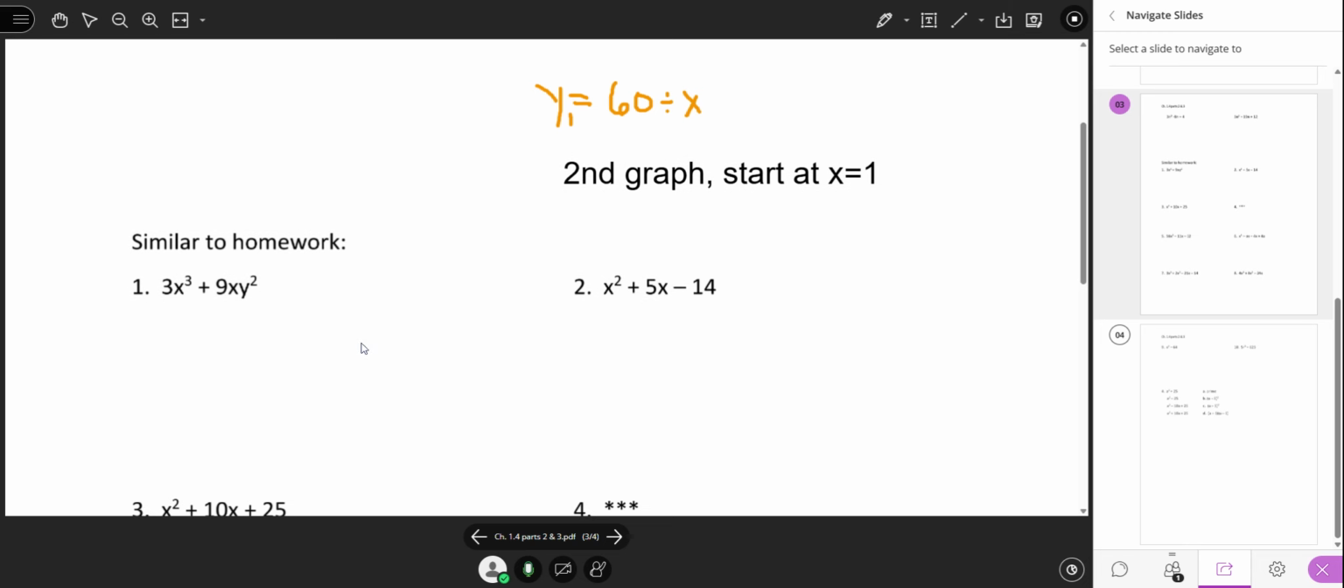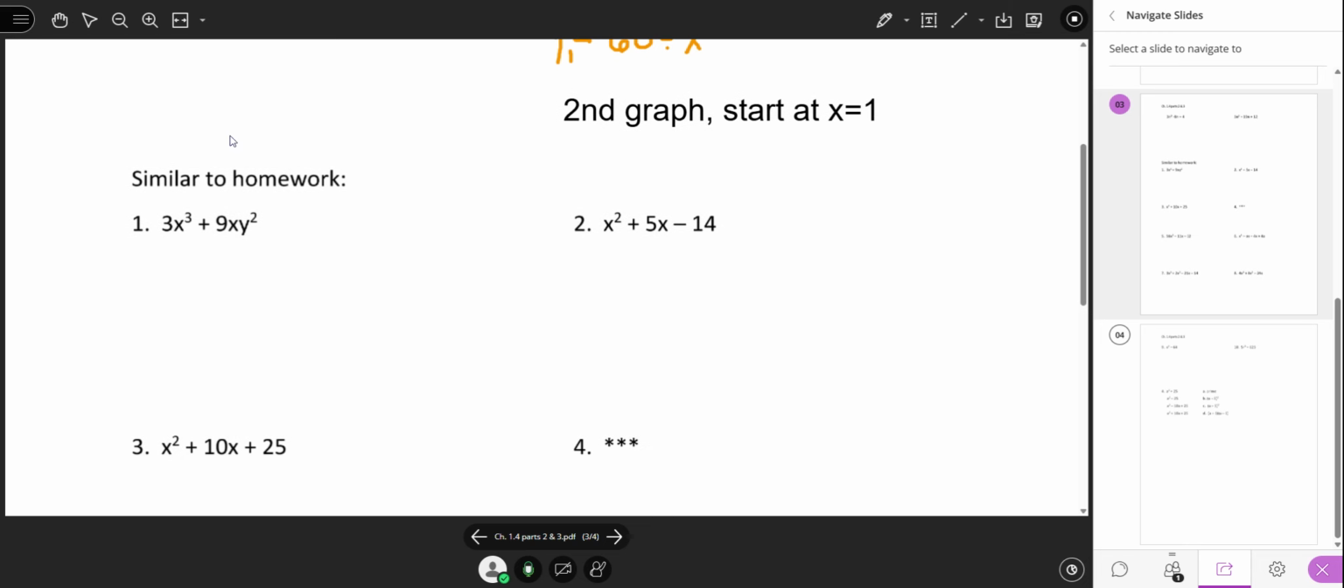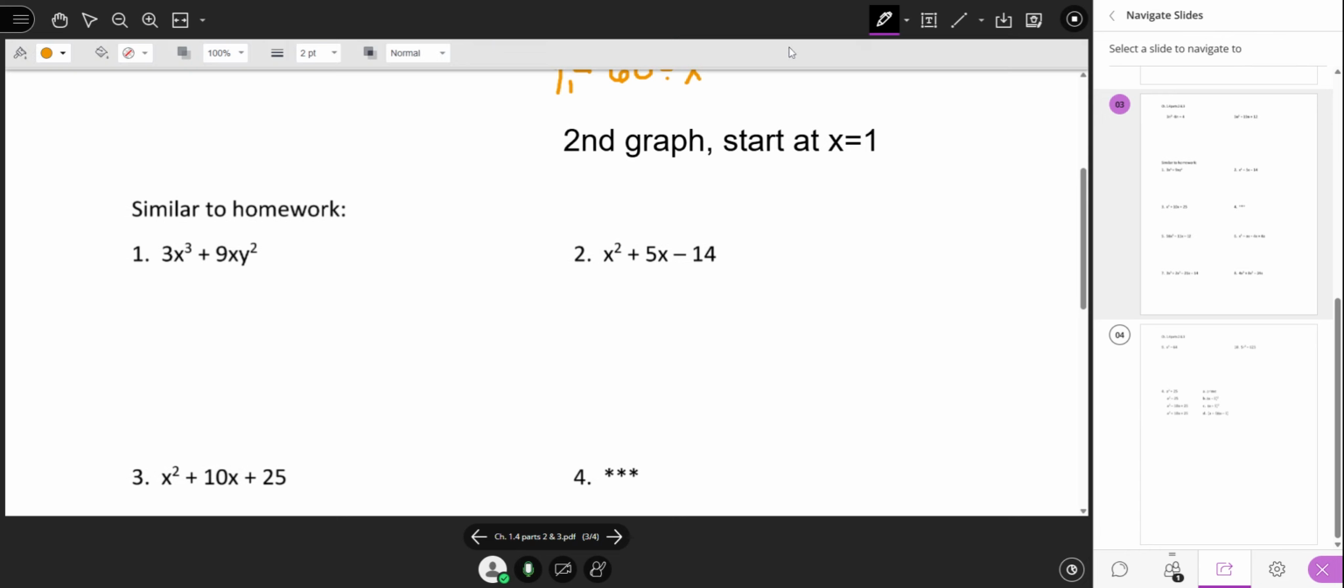Okay, now we're starting with the ones that look exactly like your homework. All right, so this one is just GCF. 3 and 9, both have 3 in common. X cubed and X both have X.